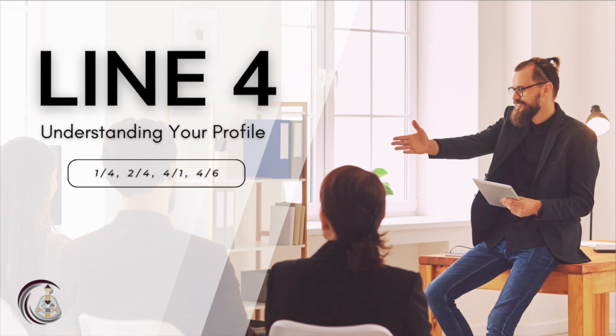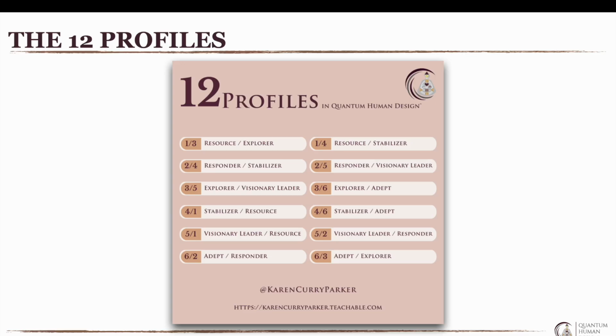And if you don't have your quantum human design chart, you can run a free chart using the link in the description. Be sure to know your exact birth time, date, and place in order to run an accurate chart. Your profile will be listed on your chart next to where it says profile, and it looks a little bit like a fraction. There are 12 profiles in human design made up of 6 lines. Your profile is a combination of 2 lines out of the 6.